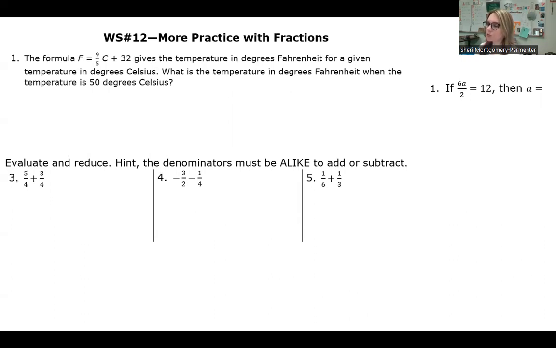Questions number 1 and 2 are from the same problem. Question 1 says we've got a formula that gives the temperature in degrees Fahrenheit for a given temperature in degrees Celsius. What's the temperature in degrees Fahrenheit when the temperature is 50 degrees Celsius? I've seen this problem numerous times on TSI. So it gives us this formula, and it's also giving us 50 degrees Celsius. So we're going to write the formula and we're going to plug in for Celsius.